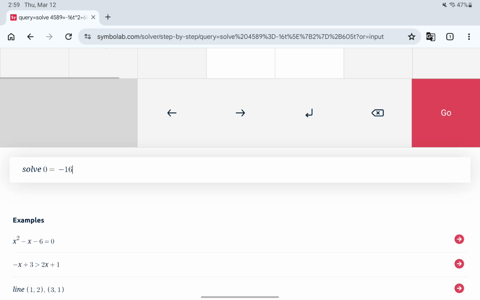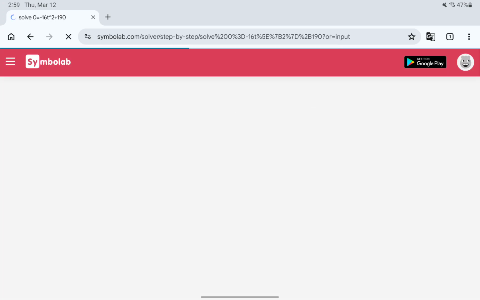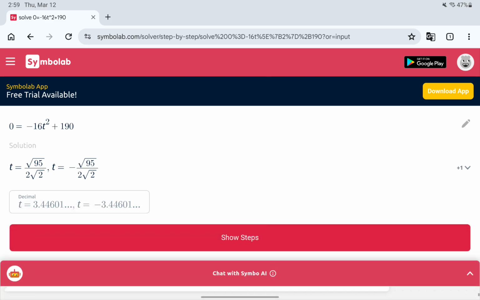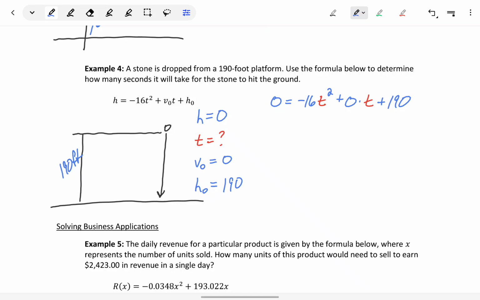0 equals negative 16t squared, we'll drop out that middle term since it's just 0, plus 190. And we end up with two values in this case. The negative value doesn't make sense. We can't have a negative amount of time. We're measuring time moving forward. So our answer would be about 3.4 seconds. So after about 3.4 seconds, this object would hit the ground after being dropped from that height of 190 feet.